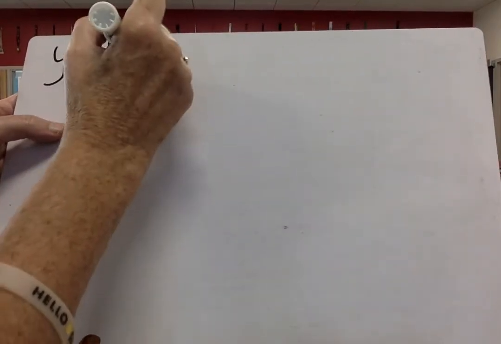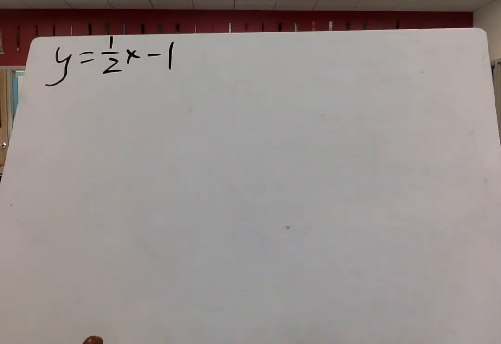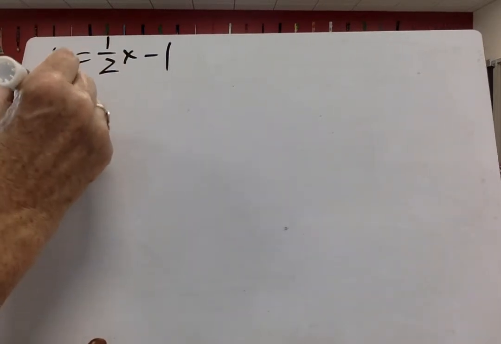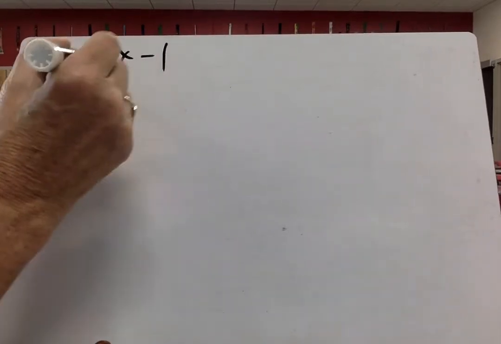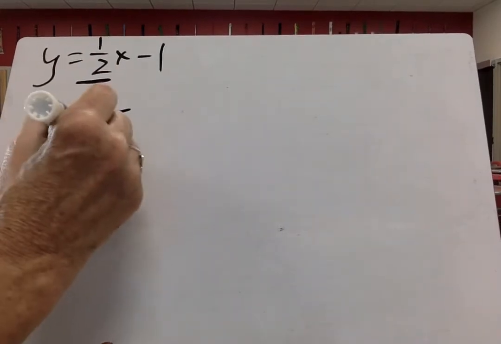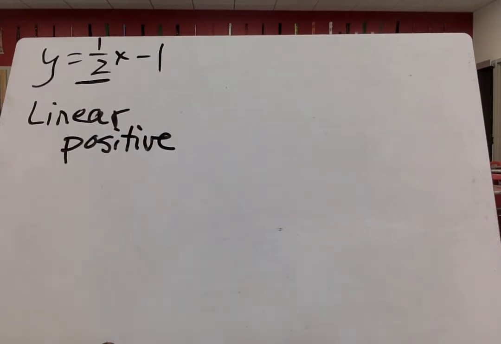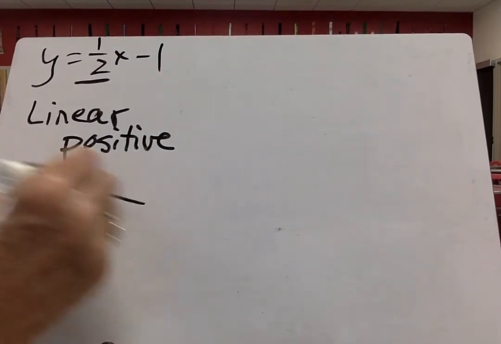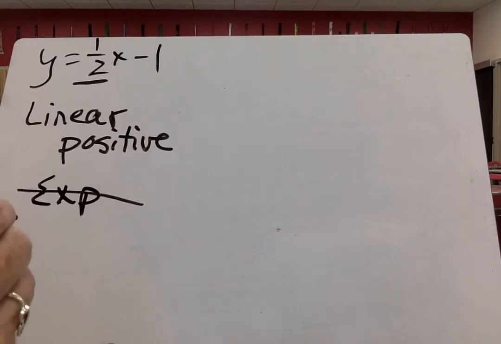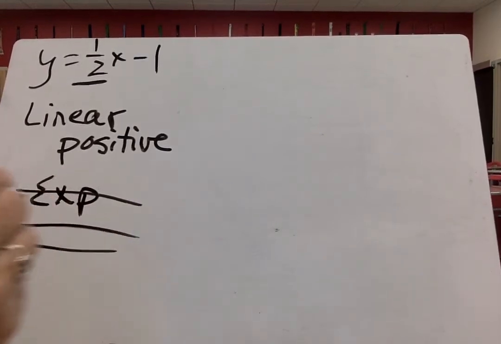Okay, I will also do number 4. y equals 1/2 x minus 1. Okay, and is it linear? Well, I don't see any power, so it's probably going to be linear. Now we have to find out, is it positive or negative? Well, that's a positive number, so we know it's positive. We can cross out the exponential because it's not exponential, and whether it's growth or decay and asymptote because there's none there.